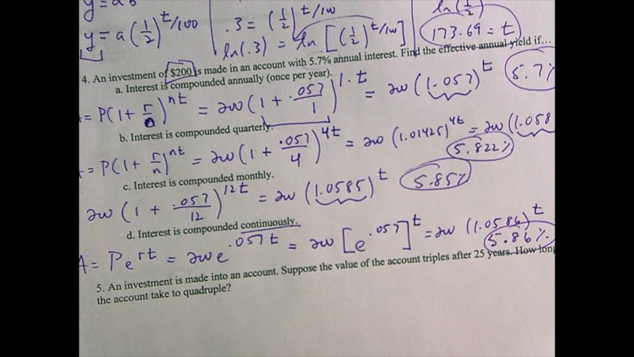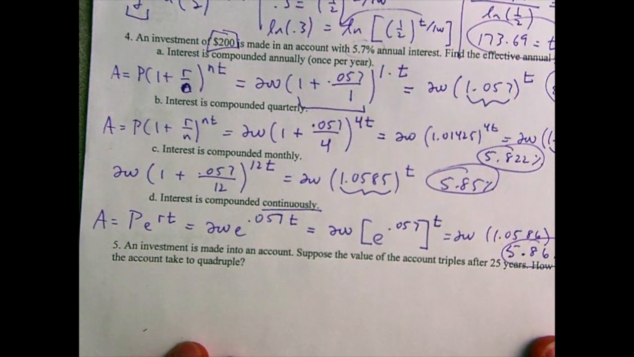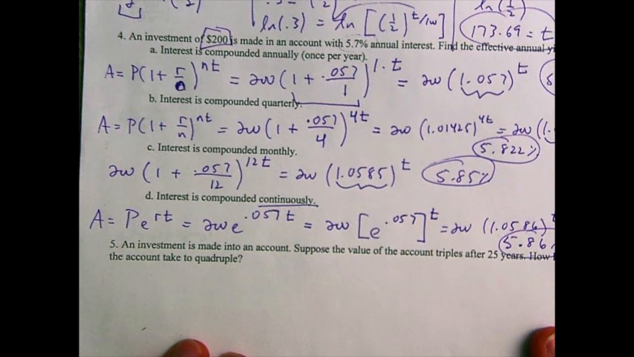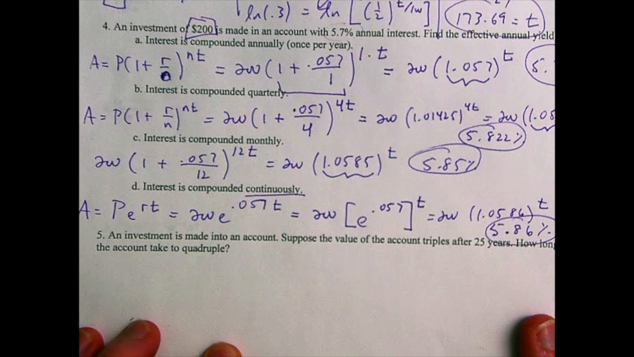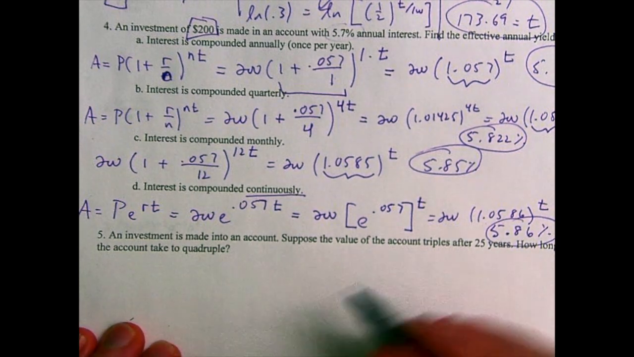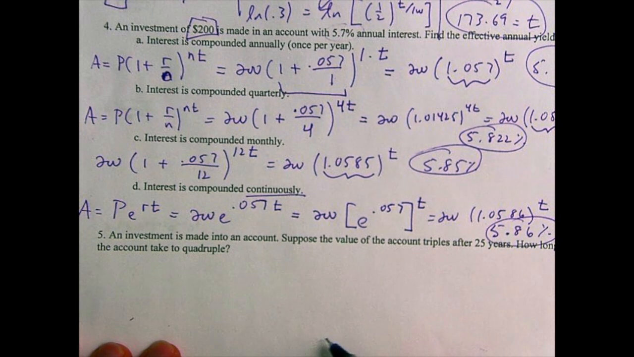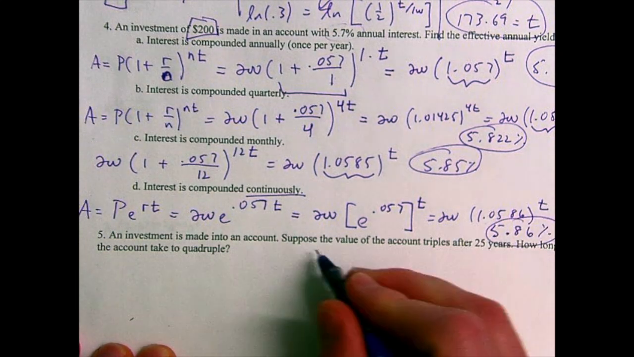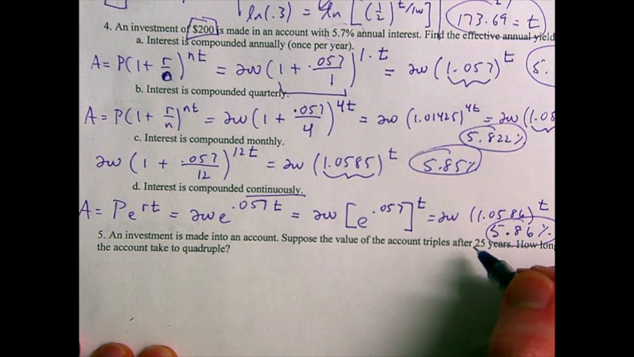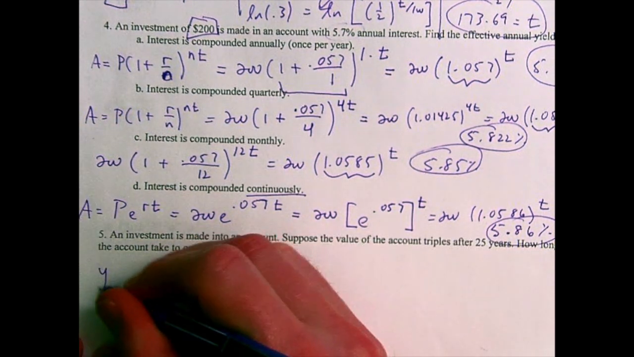All right, now Number 5. An investment is made into an account. Suppose the value of the account triples after 25 years. How long will the account take to quadruple? I'm going to use an exponential model. It's kind of tricky. You might be tempted to try to use the compound interest formula since this is about money, but the information that's given is really better utilized just using the general exponential model.